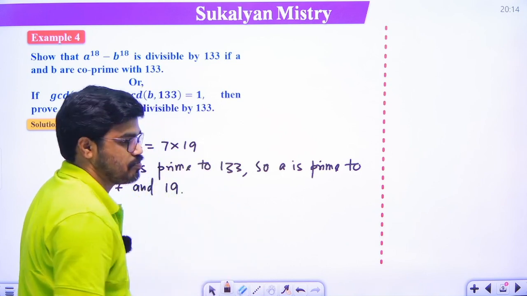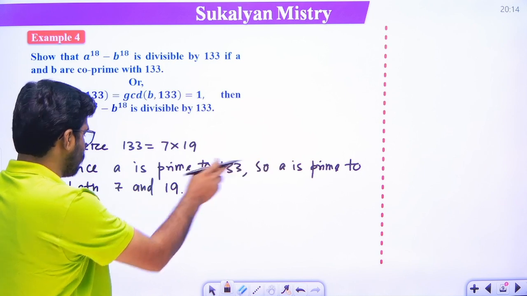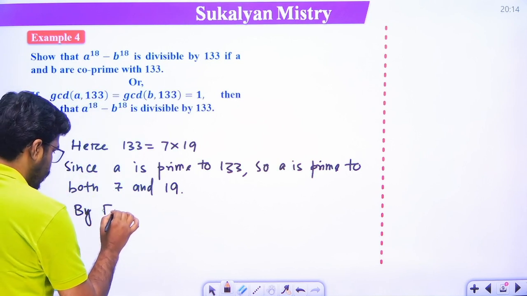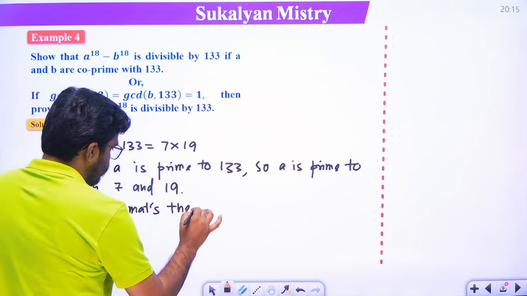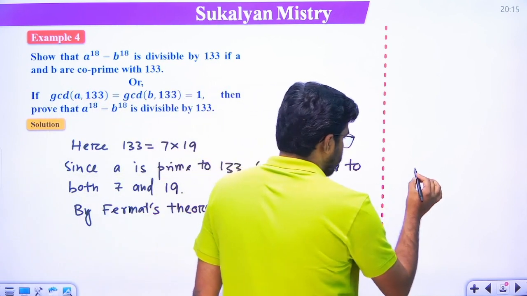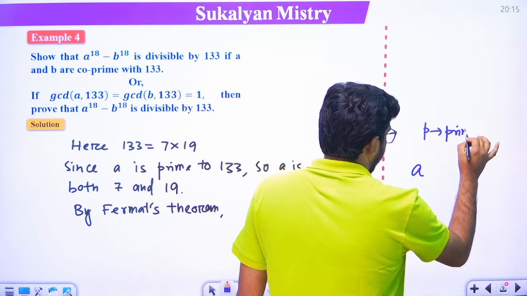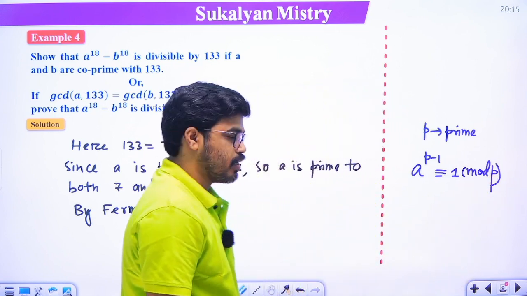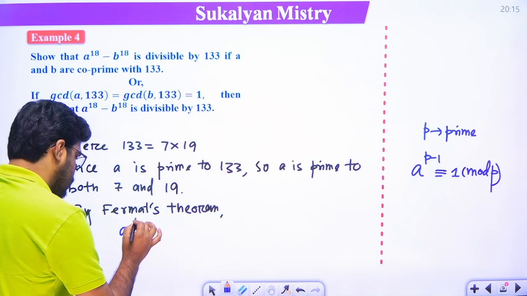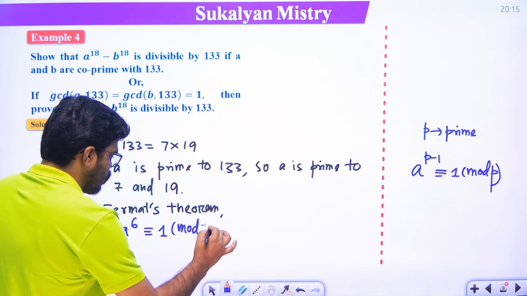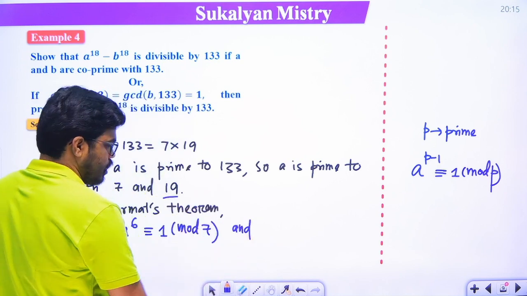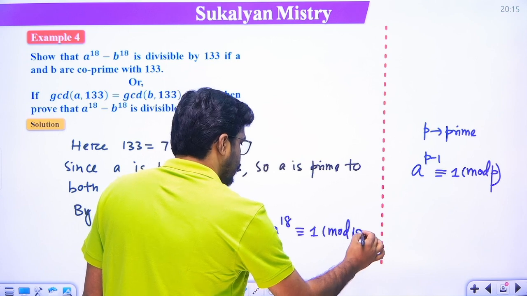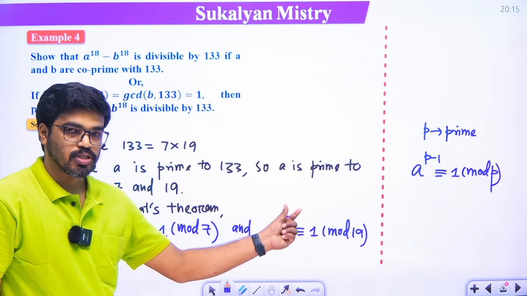Now by Fermat's theorem, what we can write: a is prime to 7 as well as a is prime to 19, and 7 and 19 are prime. Fermat's theorem states that if p is prime, then a to the power p minus 1 is congruent to 1 modulo p. P is 7, so a to the power 6 is congruent to 1 modulo 7. And p is 19, so a to the power 18 is congruent to 1 modulo 19.